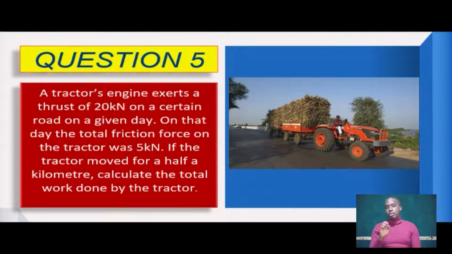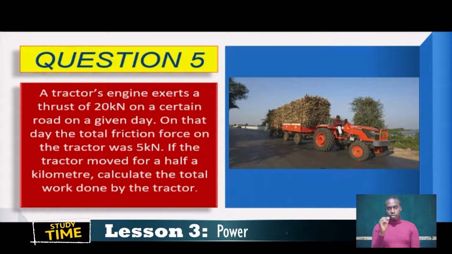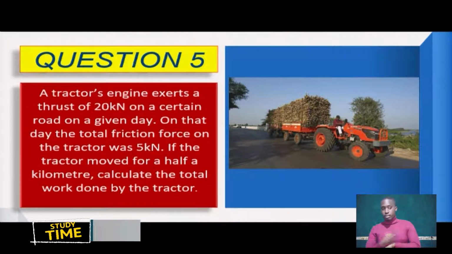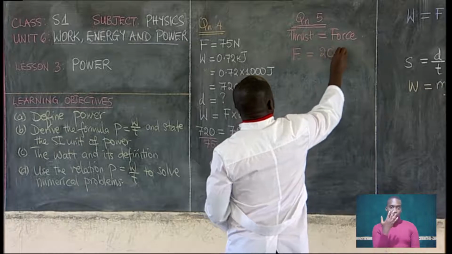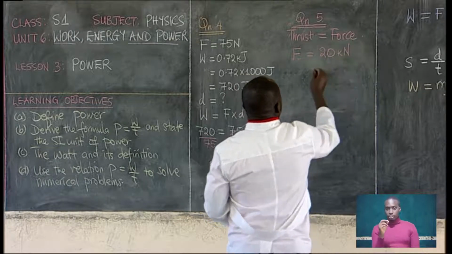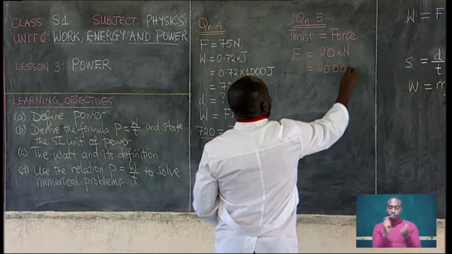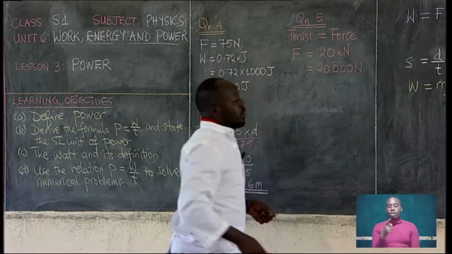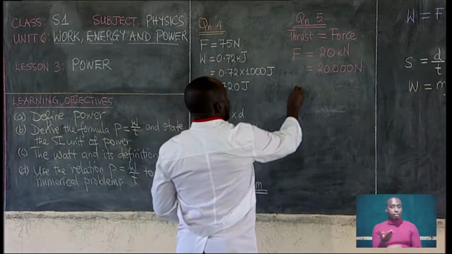Okay, so a thrust of 20 kilonewtons on a certain road on a given day. On that day, the total friction force on the tractor was 5 kilonewtons. So what does it mean? It means that F is 20 kilonewtons. That is our force. But again, I told you, change this into newtons. That becomes 20,000 newtons. Then the frictional force.